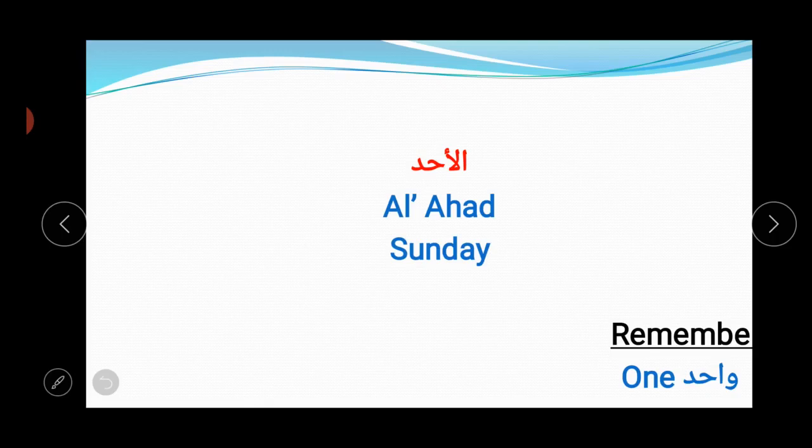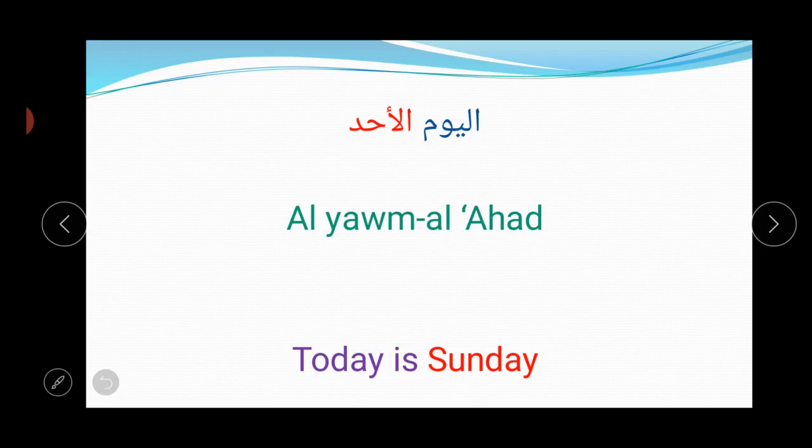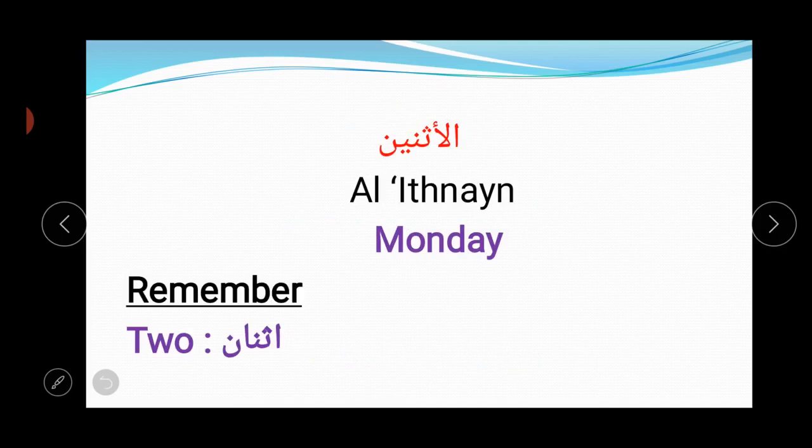Wahid means one. For example, Al-Yawm al-Ahad. Today is Sunday. Al-Yawm means today and Al-Ahad means Sunday. Second day is Al-Isnain means Monday and it comes from the word Isnain means two. So the Monday is on second day. So it is Yawmul Isnain.